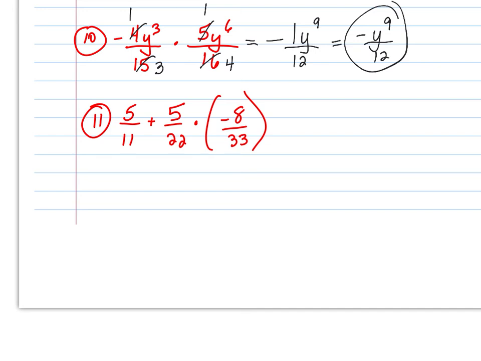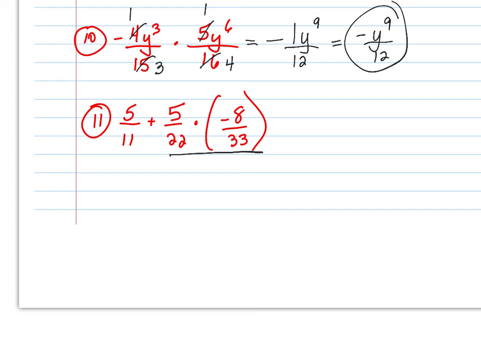What do we do first on number 11? Jackson? What? You add 5 over 11 and 5 over 22. What do you guys think? Do you add first? Order of operations, right? You multiply first.